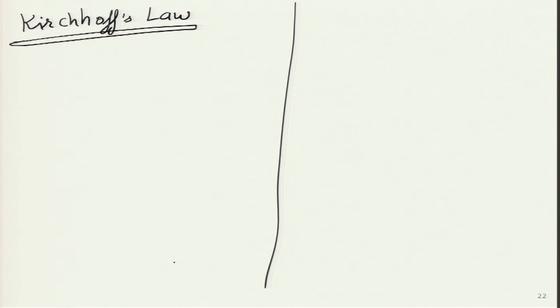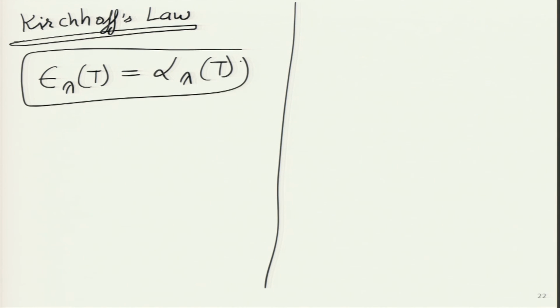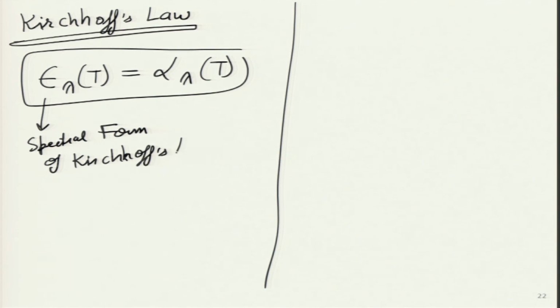So, in very simple form, the spectral format of Kirchhoff's law turns out to be a very simple equation like this, and this we will write as the spectral form of Kirchhoff's law.